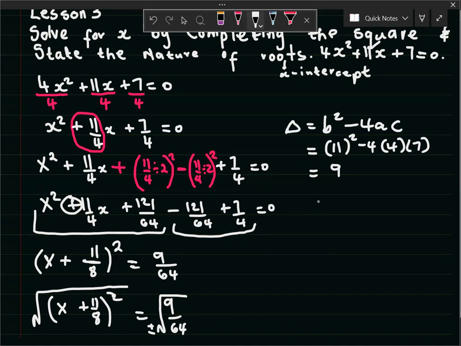Remember, if you get a positive number, it means real. If it's a perfect square, of which it is in this case, because 9 is 3 by 3, it's going to be rational. And then if the number here is not 0, it's unequal roots.